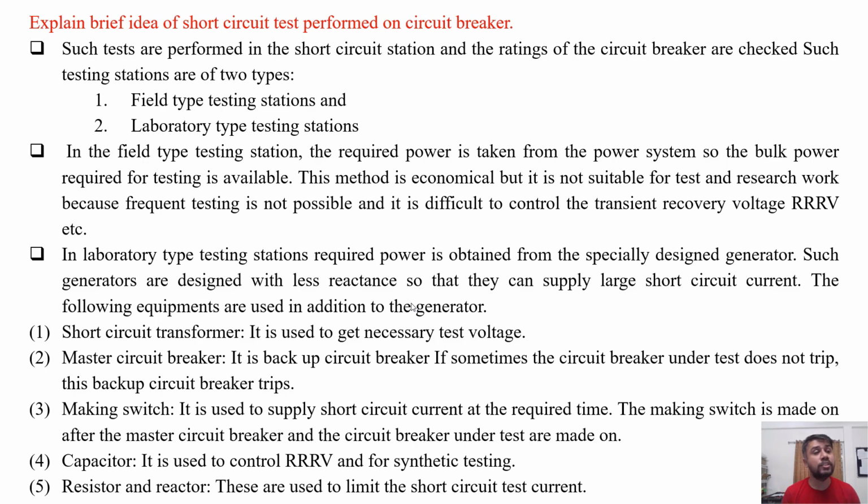Capacitor. It is used to control the rate of rise of restriking voltage, that is RRRV, and for synthetic testing. Resistors and reactor. These are used to limit the short circuit test current. So this is the basic brief idea of short circuit test performed on a circuit breaker.